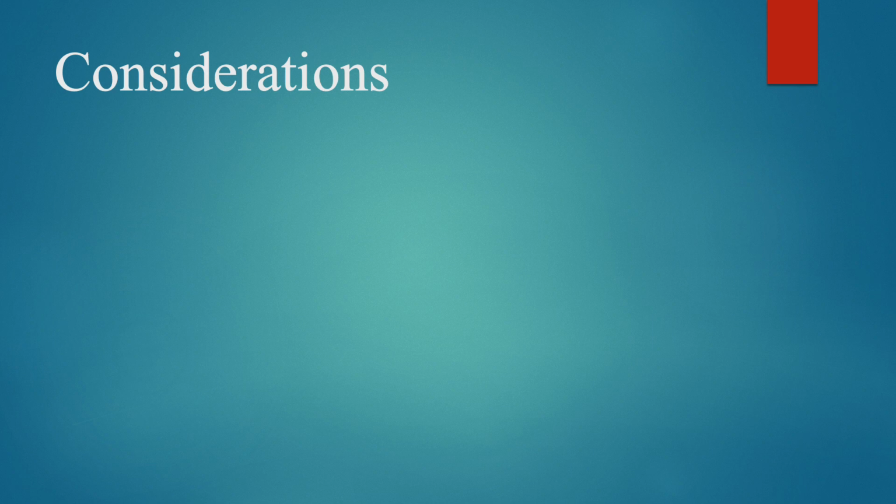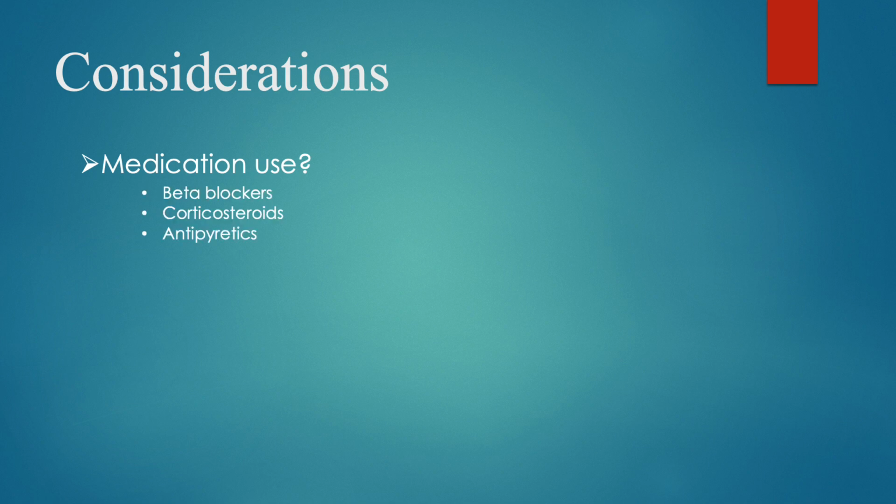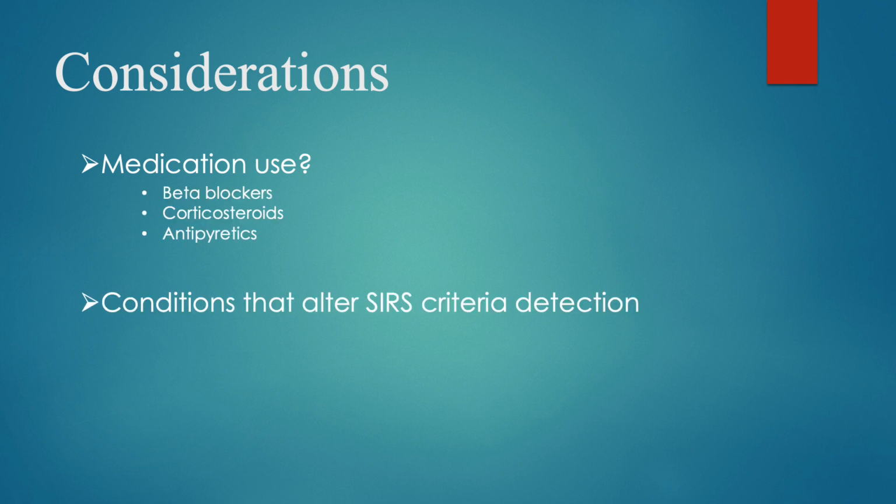Due to the general nature of SIRS criteria, it's important to consider how a patient's medications or comorbidities can affect the assessment. For example, a patient using beta blockers may not exhibit tachycardia. Lack of SIRS findings does not negate the potential for sepsis.